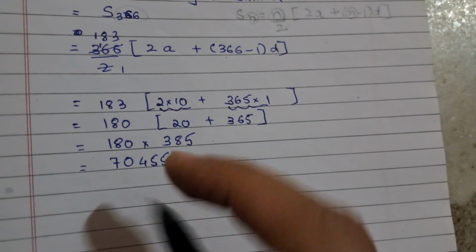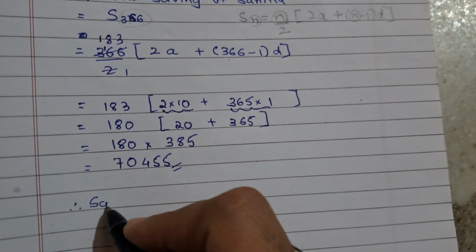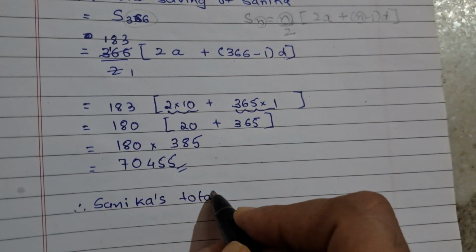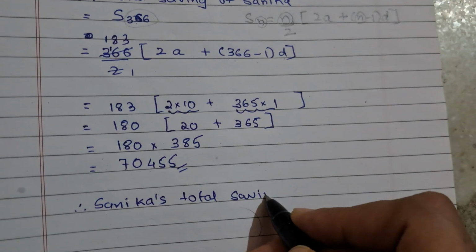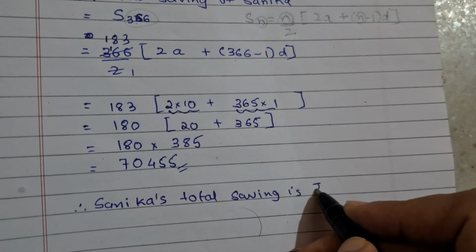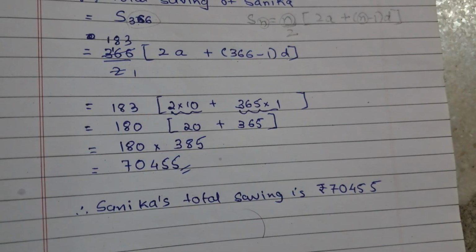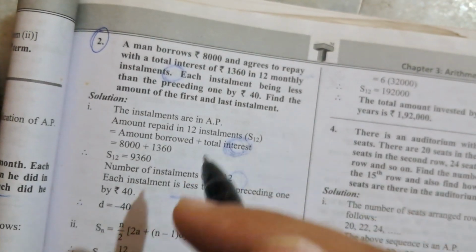So let's wrap up our answer by saying that, therefore, Sanika's total saving is rupees 70455. Let's see the next sum.